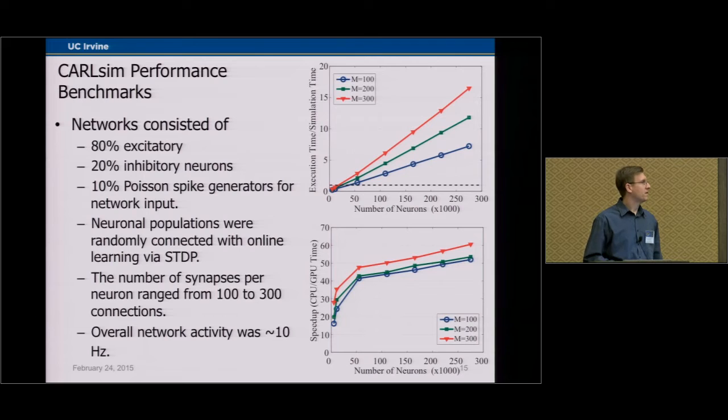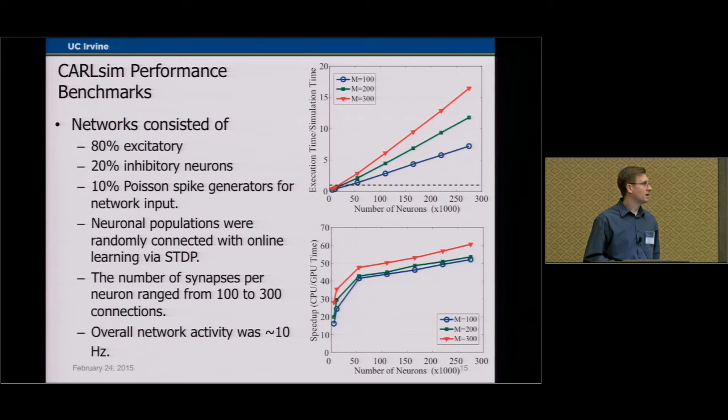So this top graph is the execution time divided by simulation time. The higher it gets, the worse it is. The dotted line is real time. As you can see, right now with all these plasticity mechanisms, we can only do 50,000 neurons in real time. Obviously that's something where neuromorphic hardware would come in, and it'd be great to be able to simulate a lot more in real time. Although we can move it up by doing multi-GPU as well.